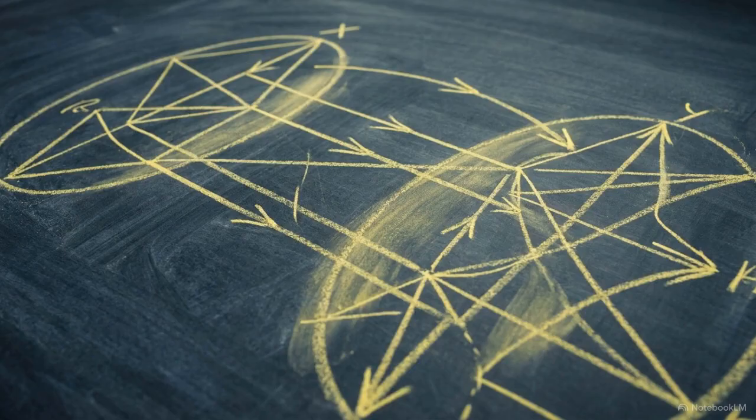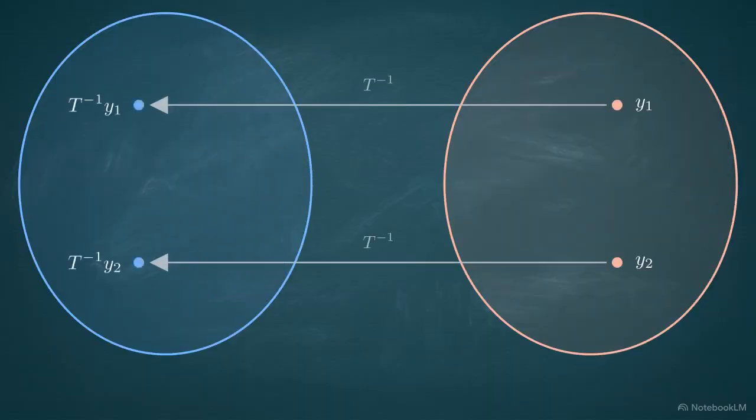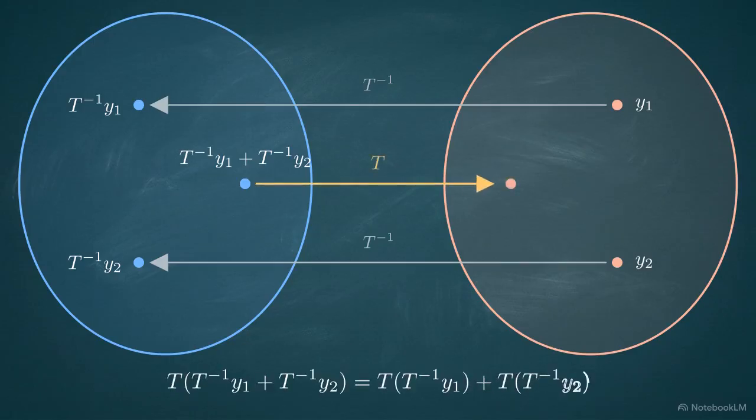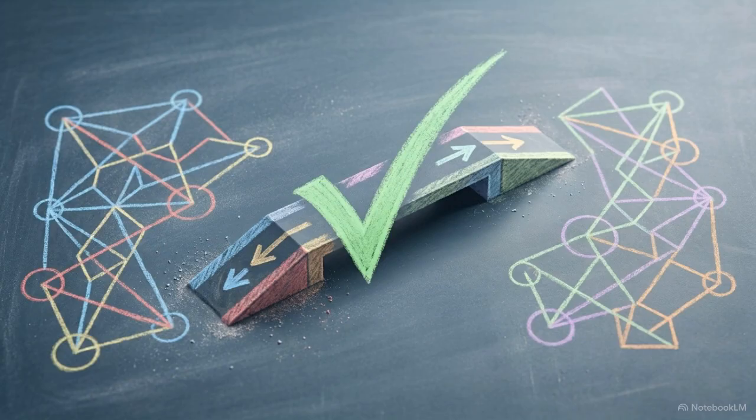Let's test this logic. If an inverse operator exists, prove that it must be linear. Try to show that T inverse of y1 plus y2 equals T inverse of y1 plus T inverse of y2. You have 5 seconds. Since T is linear, T applied to the sum of T inverse y1 and T inverse y2 equals T of T inverse y. The T and T inverses cancel, leaving y1 plus y2. By applying T inverse to both sides, the linearity of the inverse is confirmed.